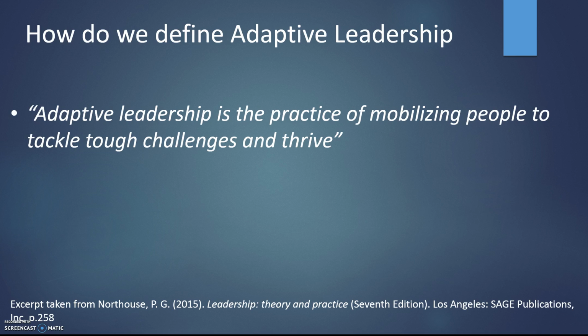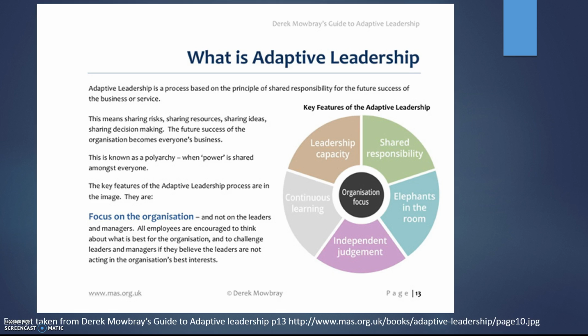To get started, we first need to define what adaptive leadership is. Adaptive leadership is the practice of mobilizing people to tackle tough challenges and thrive. But what does that mean? Well, adaptive leadership is a process based on the principle of shared responsibility for the future success of the business or service. This means sharing risks, resources, ideas, and decision-making. The future success of an organization becomes everyone's business.